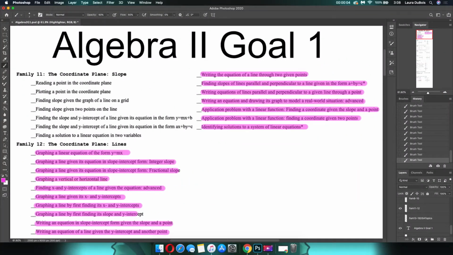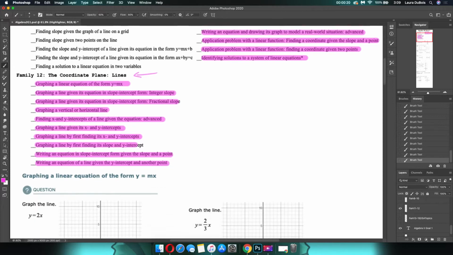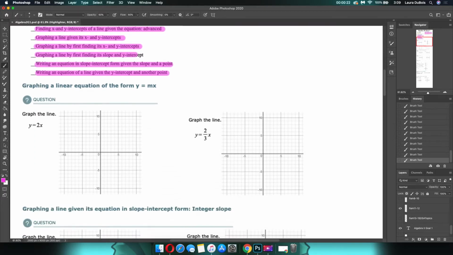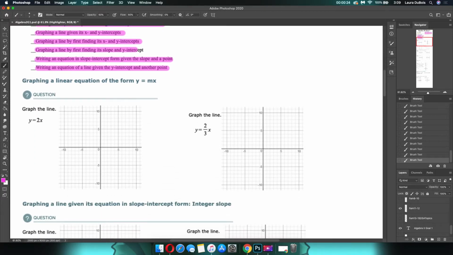This video tutorial is for students who are starting to get to the back end of Algebra 2 Goal 1. We want to go over some more Algebra 1 material, and specifically we're going to be talking about lines again. So a lot of basic stuff first, and then we start getting into more and more material. So first things first, easiest of easy, graphing a line in the form of y equals mx.